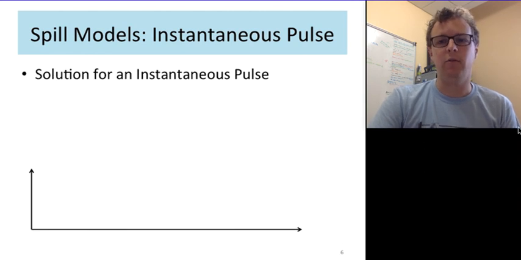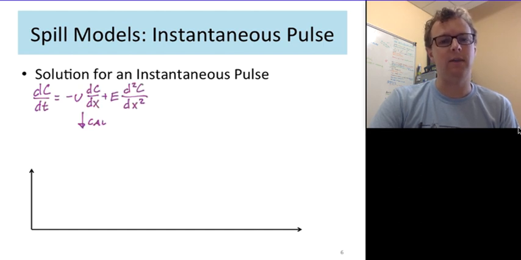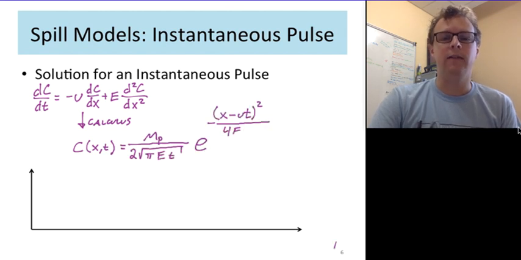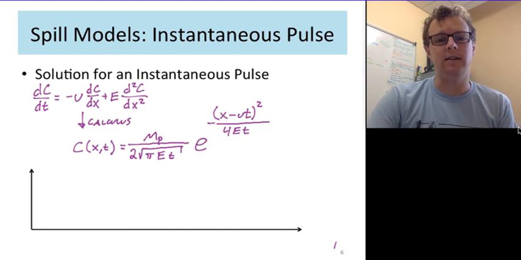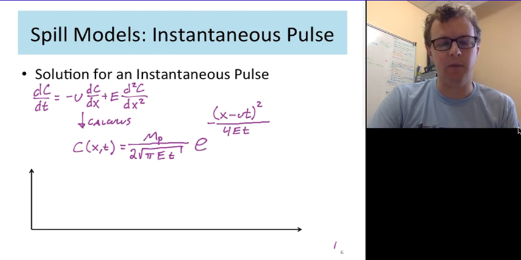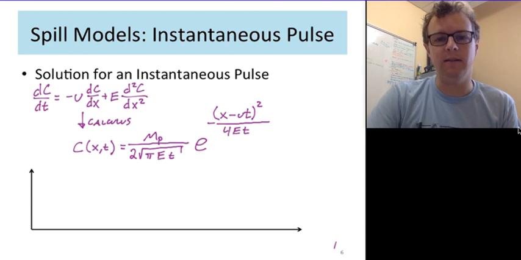Okay, so we looked at a solution if there was no advection. Now let's add advection to the mix. So our mass balance looks something like I've drawn in purple. And we can end up with a solution that looks like this. The concentration in x and time looks like the mass per cross-sectional area divided by 2 times the root of pi Et. And then we've got that whole quantity times e to the minus (x minus ut) squared over 4Et.